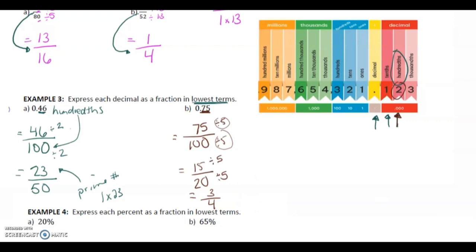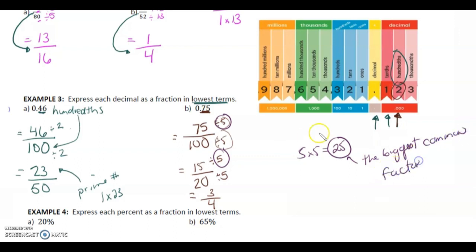Okay, I'm just going to point this out though. See how we divided by 5 and then 5 again? Well, 5 times 5 is 25. 25 would have been the biggest or the largest common factor. So if you saw 25 right off the bat, perfect, just divide by 25. If not, just know that you're safe if you just continuously divide by different factors or the same factor, 5 and 5.